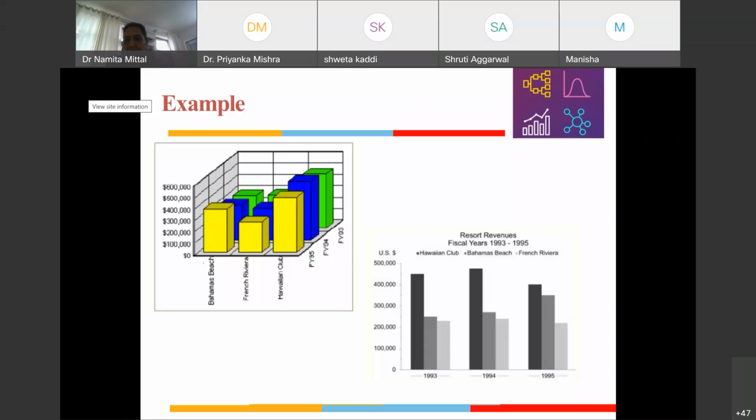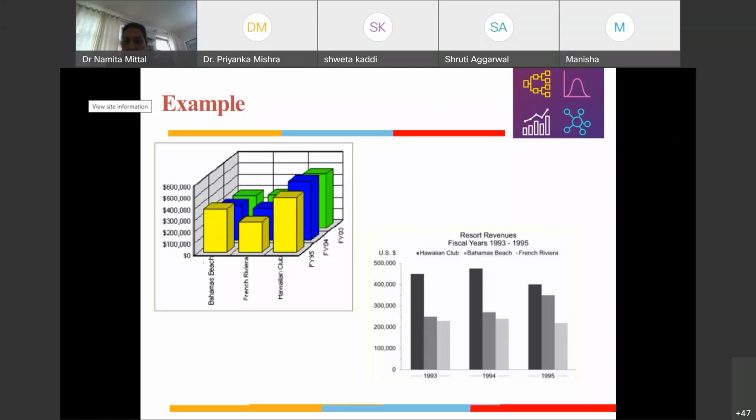Earlier, until I had studied data visualization, I used to take the first kind of thing, that this is good, I should go for this. It's very attractive. But we are not talking about the attractiveness. We are saying there's no deceiving in the second visual. It's conveying the story. So there's a title, resort revenues, fiscal years are written.